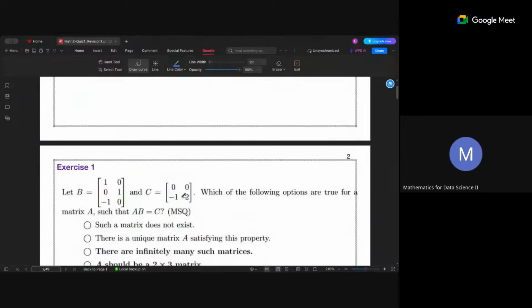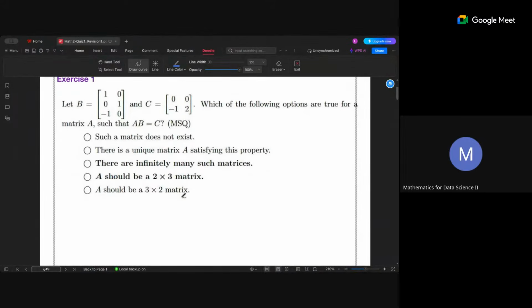All right. Okay, so now let us start with some simple problems. So here we have two matrices B and C. Which of the following options are true for A such that AB is equal to C? Okay, so first of all, what should be the size of the matrix A? What is the size of the matrix B first of all? This is a 3 cross 2 matrix. What is the size of the matrix C? 2 cross 2.